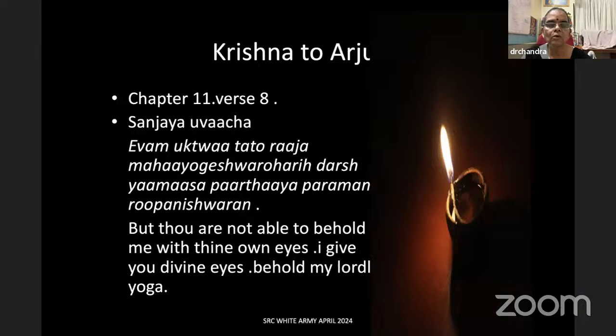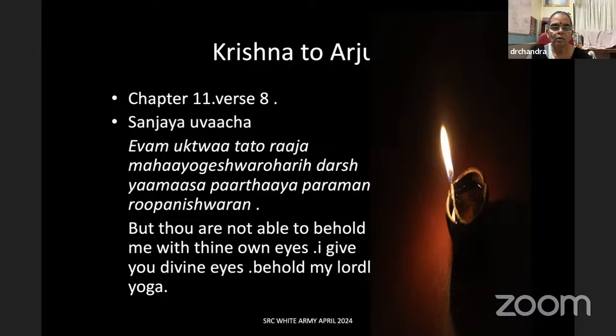Then he says, "Thou art not able to behold Me with thine own eyes." So Krishna will tell, you cannot see me with your mortal eyes. Therefore, you are very particular to see that this command is coming from the universe. I will give you divine eyes.